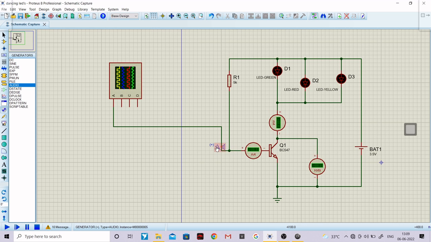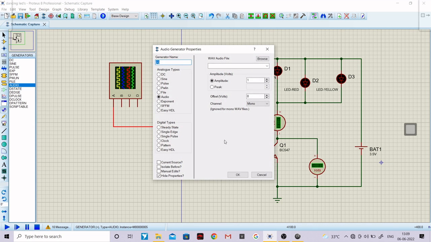Then to give the audio signal, obviously you need to have one audio signal, so you have to click over here, and the audio signal should be in the WAV format. It should not be in the MP3 or MP4 format. It should be strictly in the wave format. Since I had one audio signal in the wave format, as you can see, chilling music dot wav, it can be any audio.